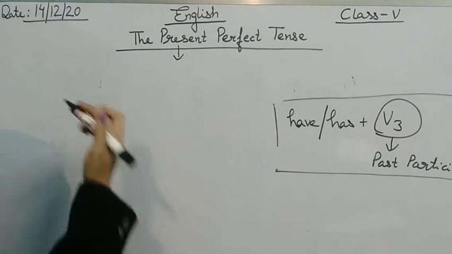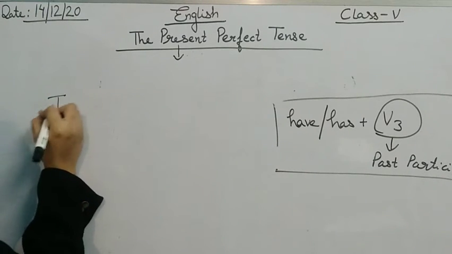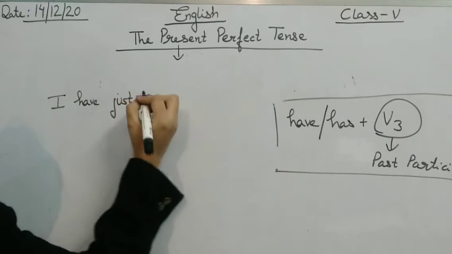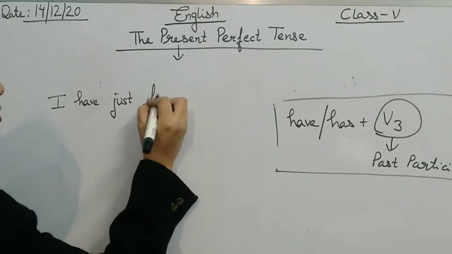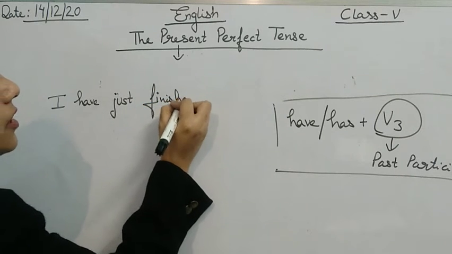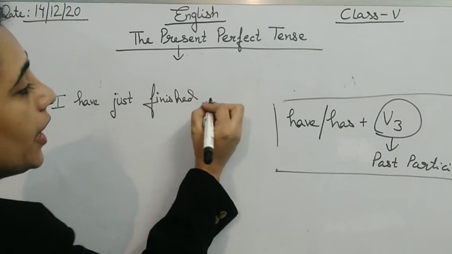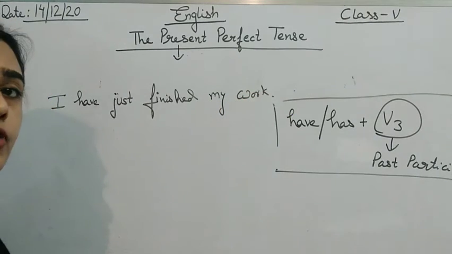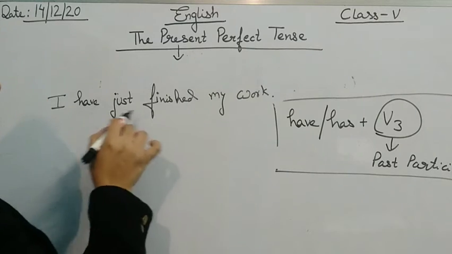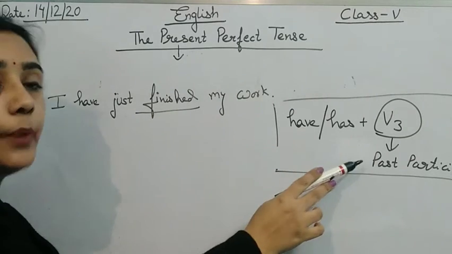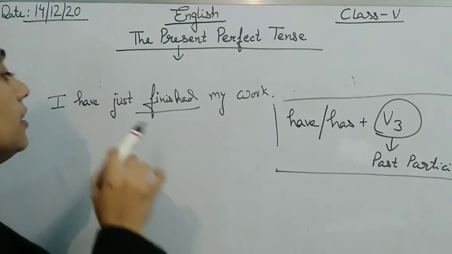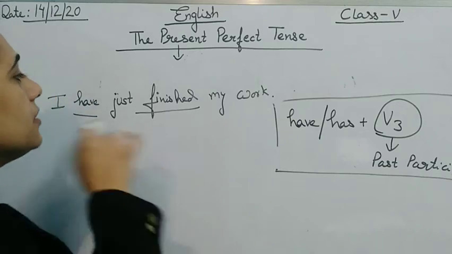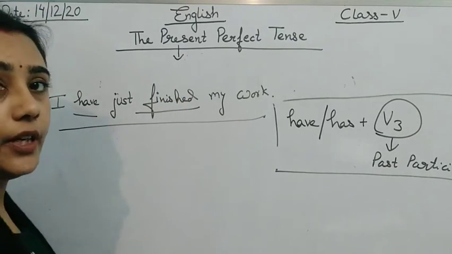Let's see some more examples. I have just finished my work. Finished, that is the past participle, the third form of verb. Have is showing the present effect. That means this sentence is in present perfect tense.